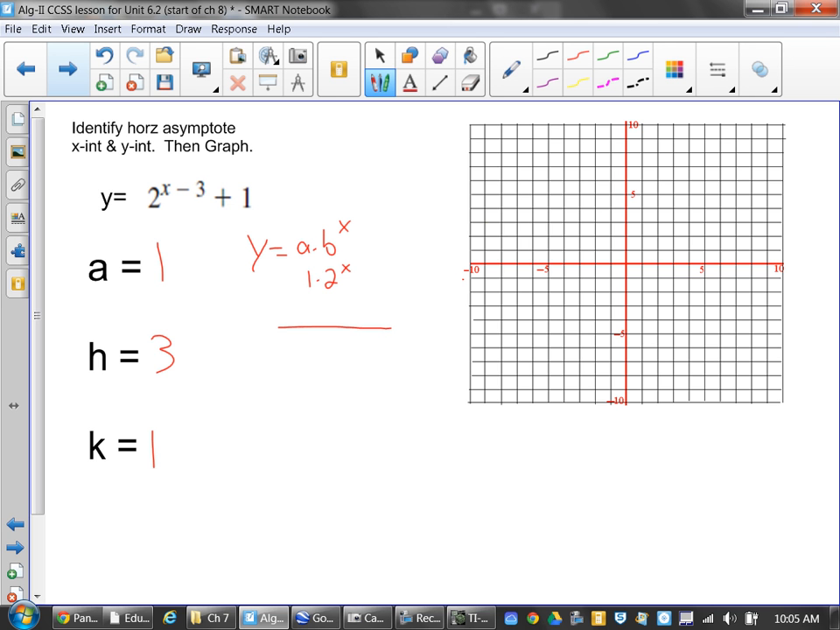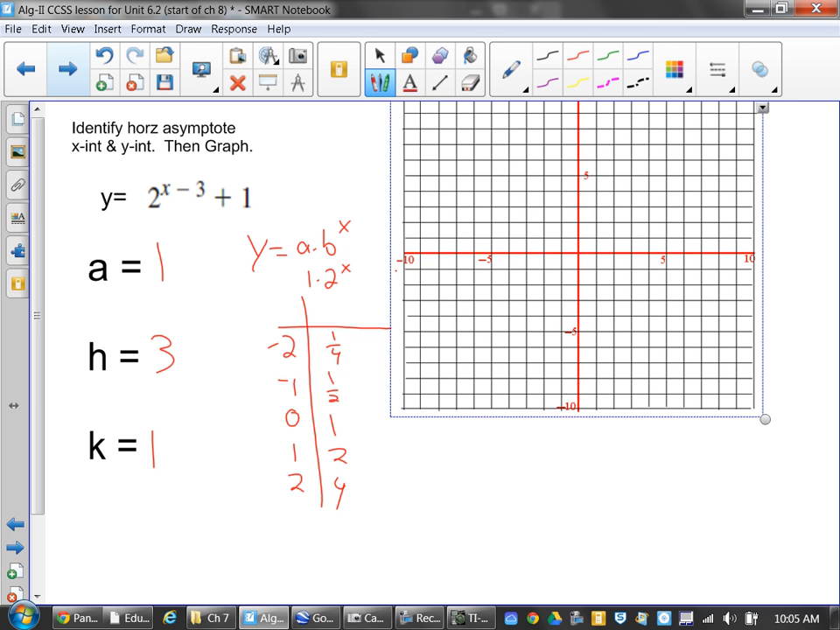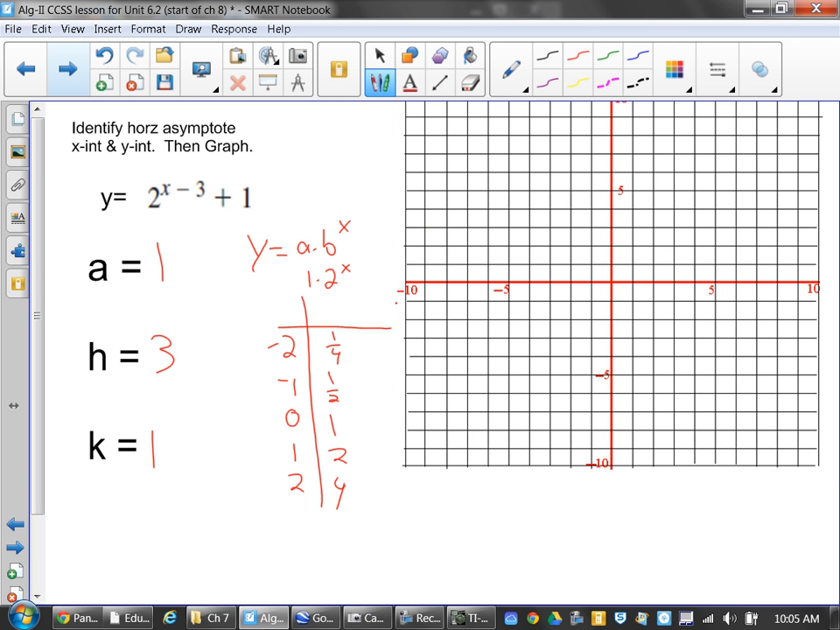And I think we had these ordered pairs earlier. So we had, what was it? 1/4, 1/2, 1, 2, and 4. That's what we had for this one, correct? Notice your y-intercept is where? 1. 1 again. Then the shifted: -2, 1/4, -1.5, 1, 2, 4.